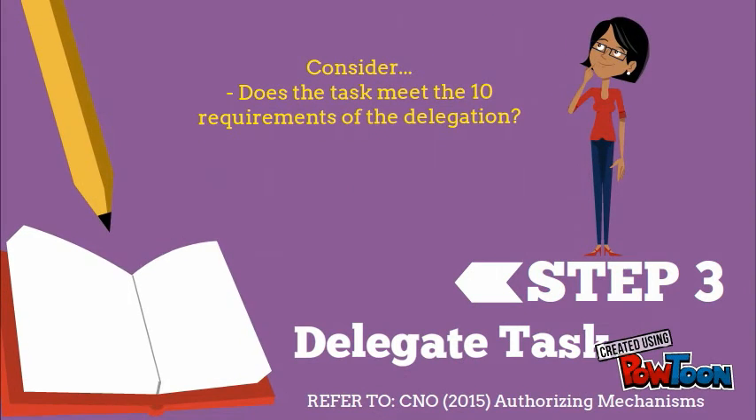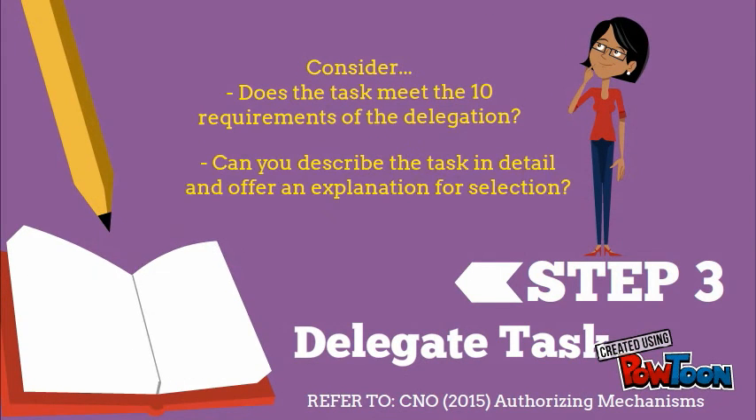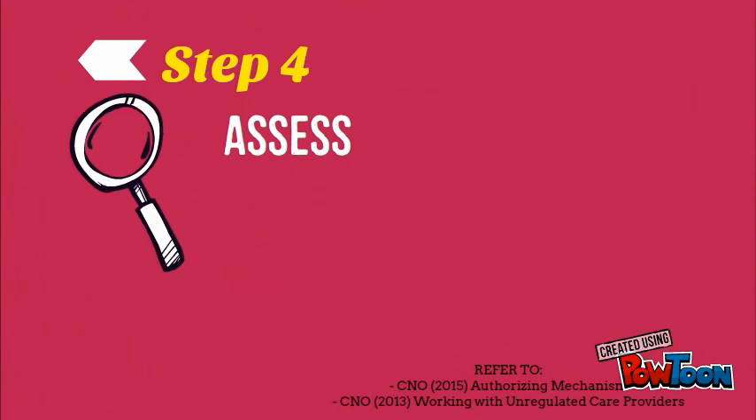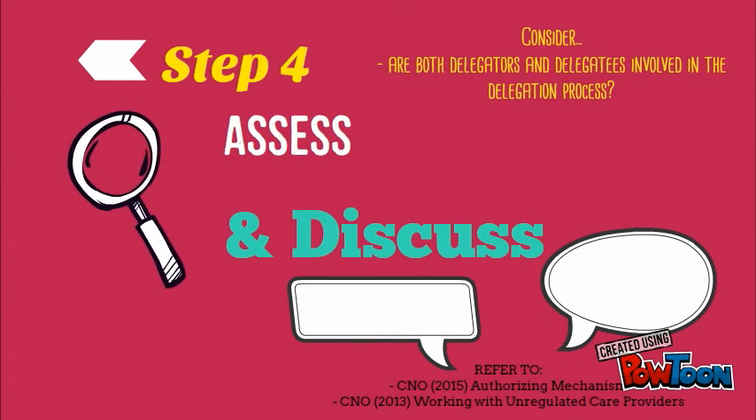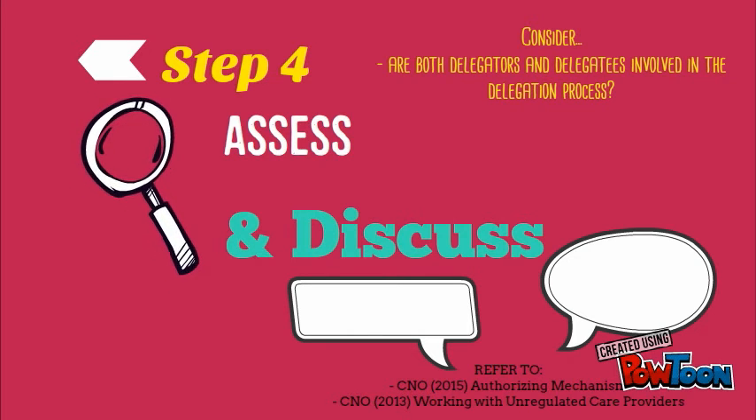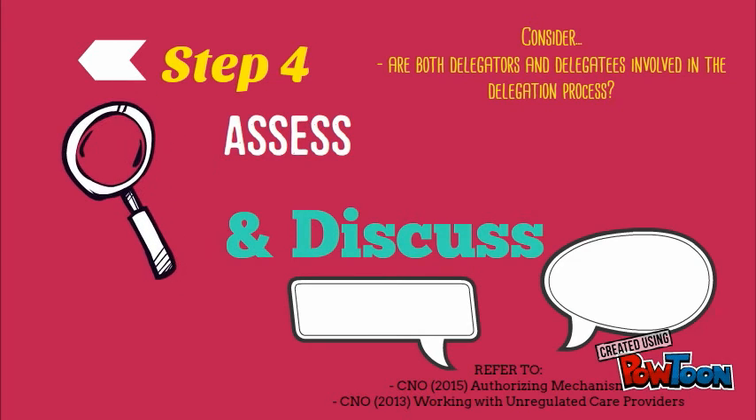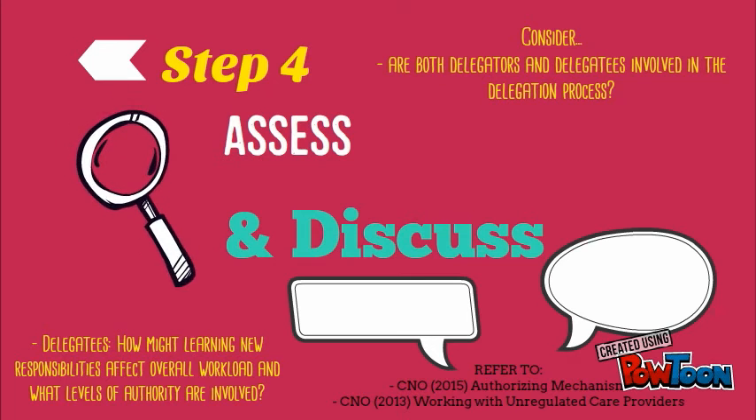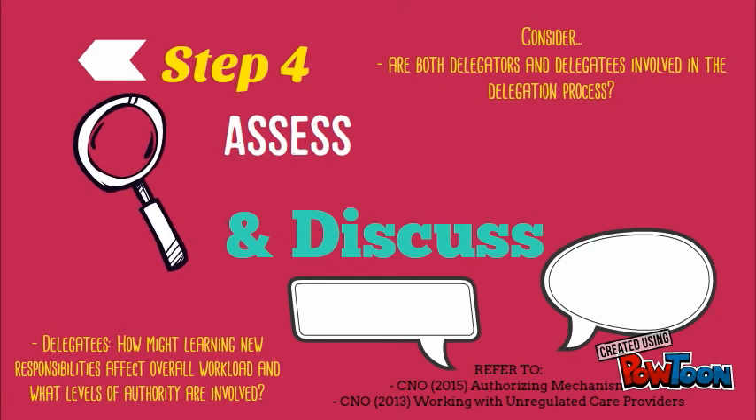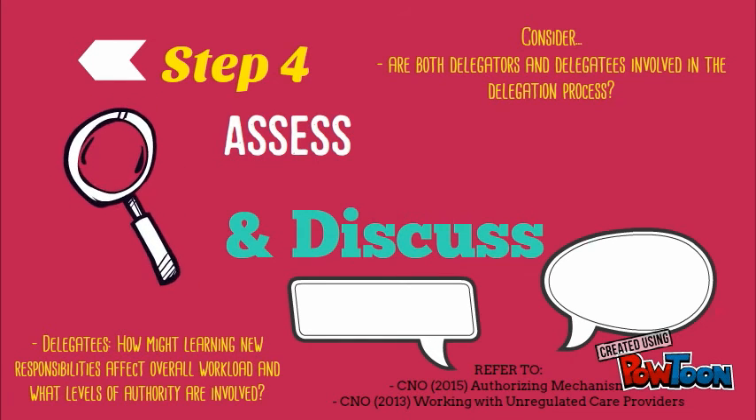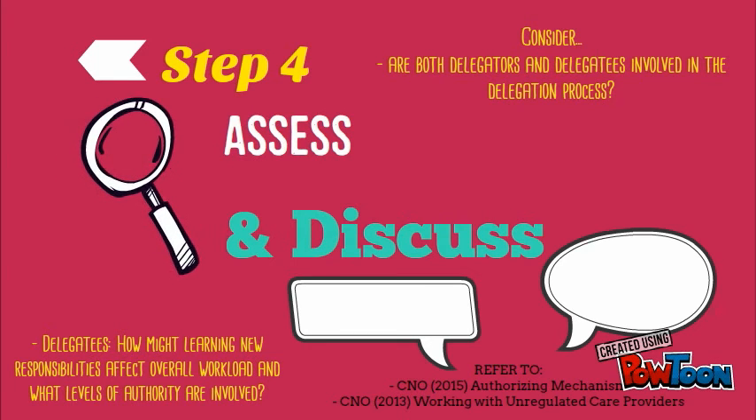Consider, does the task meet the 10 requirements of delegation? Can you describe the task in detail and offer an explanation for selection? If you cannot, refer to your institution policies and CNO's 2015 authorizing mechanism. Step 4. Assess and discuss. Consider, are both delegators and delegatees involved in the delegation process? For the delegatees, how might learning new responsibilities affect overall workload, and what levels of authority are involved? If you cannot answer these, refer to your hospital policies or the CNO documents.